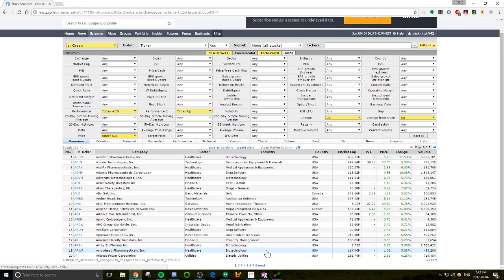So you're going to have a lot of pages, okay? You have 8 pages. So that's quite a bit. And it's performance up, today up more than 5%. Performance 2, today up. Price under 30, again, that's up to you guys. Change up and change from open up. This one's really simple. And we'll get into more whittled down screeners. So then you go into charts.